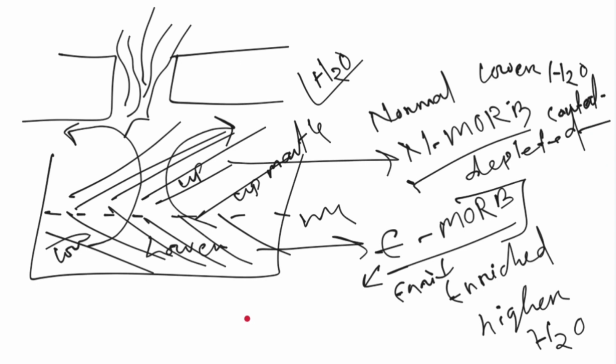Okay, so this is the basic difference between E morph and N morph. Other differences are there, we'll see in the slide. Yes, Kostur. E morph is hydrous in nature, or you can say higher H2O content, and N morph has lower H2O content. Apart from that, other things are there. We'll see in the slide.